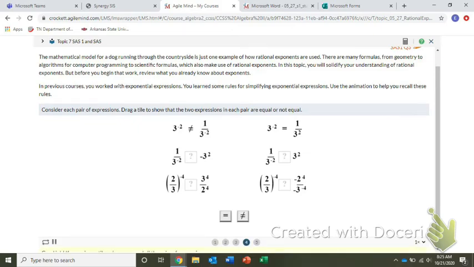Now, below, we have 1 over 3 with a negative 2 exponent. Now, to change that, we would need a 3 squared. But that says negative 3 squared. Is that correct? Nope. So this one is not equal, but to the right of it, it is correct.